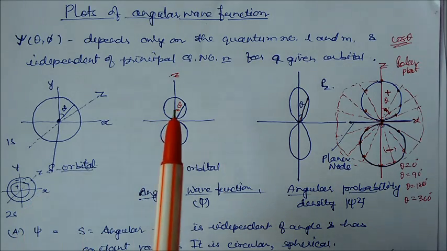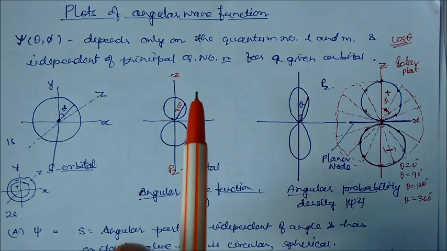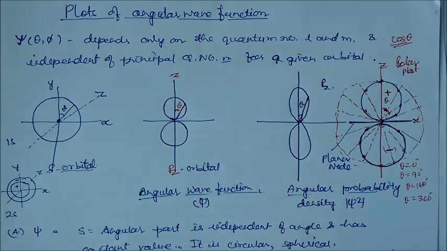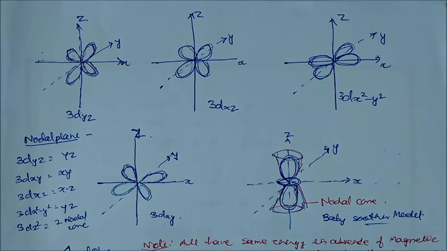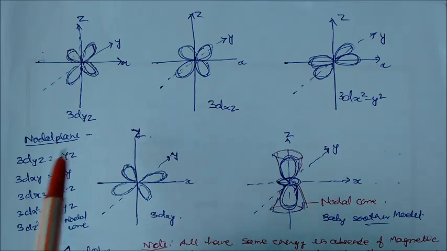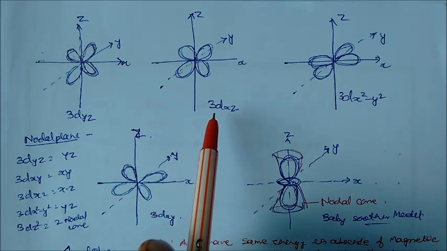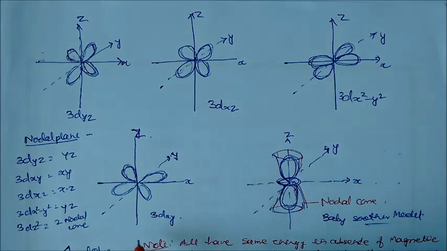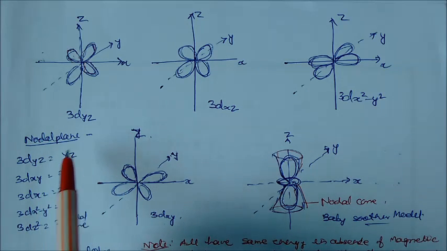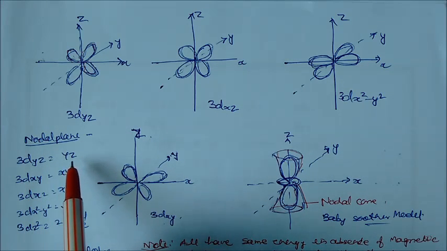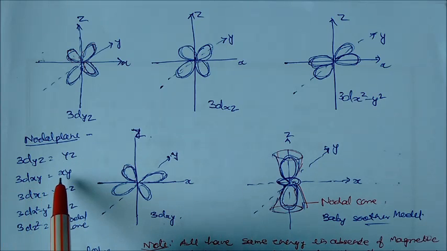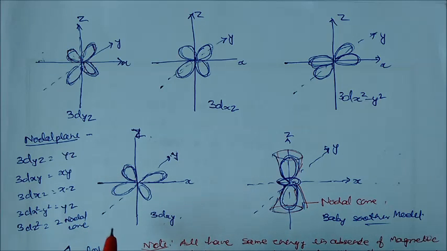Now we'll see plots of the angular wave functions. Here we'll see the d diagram. In this d diagram we can see 3dyz, 3dxz, 3dx square minus y square, and 3dxy. Here we can see the nodal cones. Again we have nodal planes in 3dyz. Yz is the nodal plane, meaning there are no electron dots. Similarly here we have no electron dots, and in xz plane we have no electron dots.